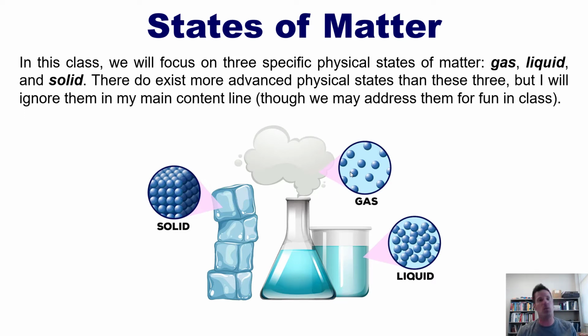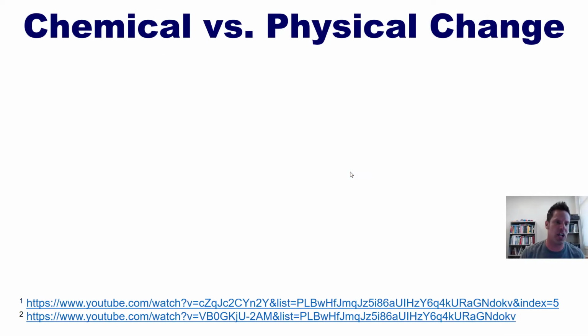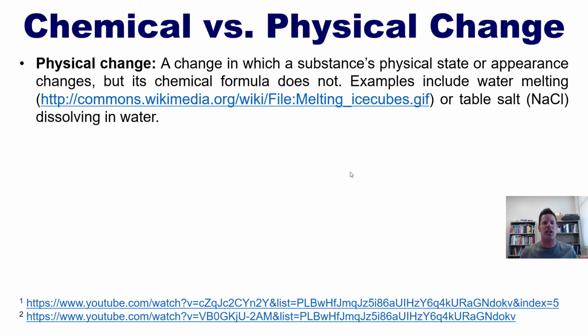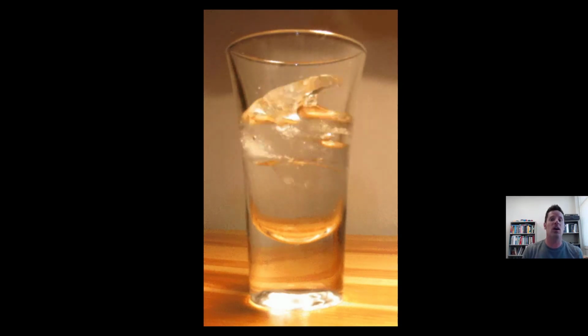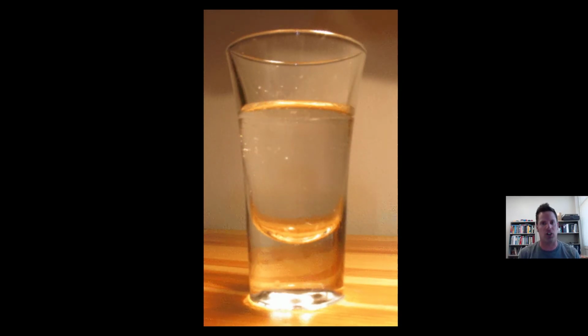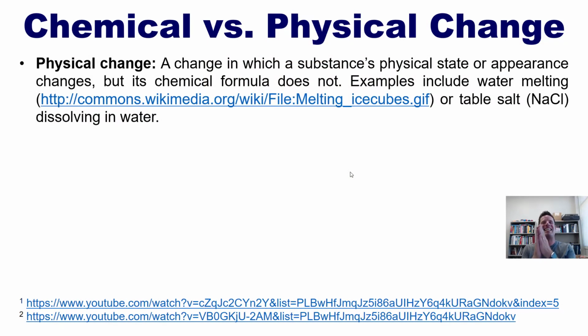With that background, then, we now move on to chemical versus physical change. So physical change is any change in which a substance's physical state or appearance changes, but its chemical formula does not. An example of this is melting water or dissolving table salt in water. The chemical formulas, that is, the atoms there, don't change. In other words, if you take solid water, that is ice, it has a chemical formula of H2O. Each individual building block or molecule inside that ice is H2O.